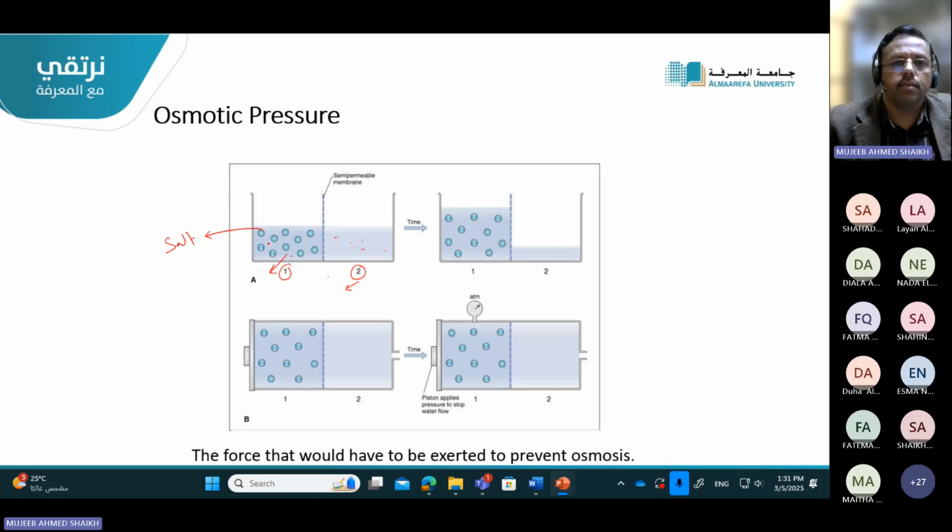Here it is water plus salt. Although we say it is a concentrated solution here, and here we say a diluted solution. Dilute means more water and less salt. Here, zero salt. So if they are separated like this, what will happen? If the membrane is permeable, water will move from its higher concentration to the lower concentration. Diluted means more water. This is called osmosis.